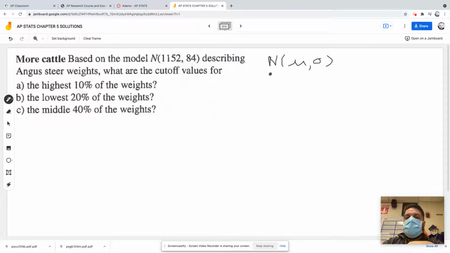So before I move any further, what I know about this sample is that the mean was 1152, and that the standard deviation for this one is 84.